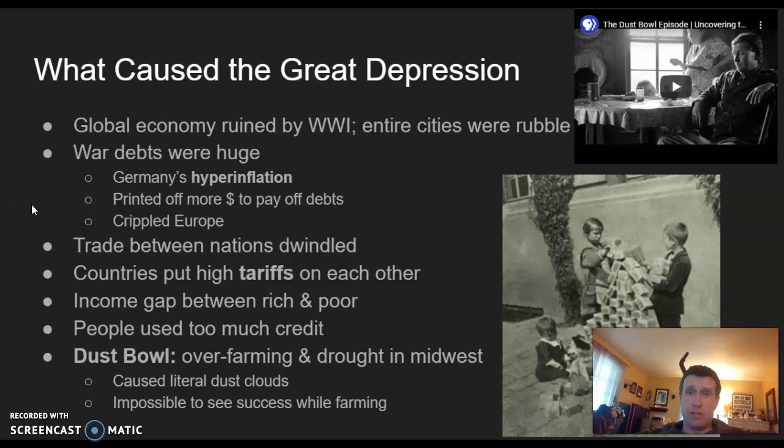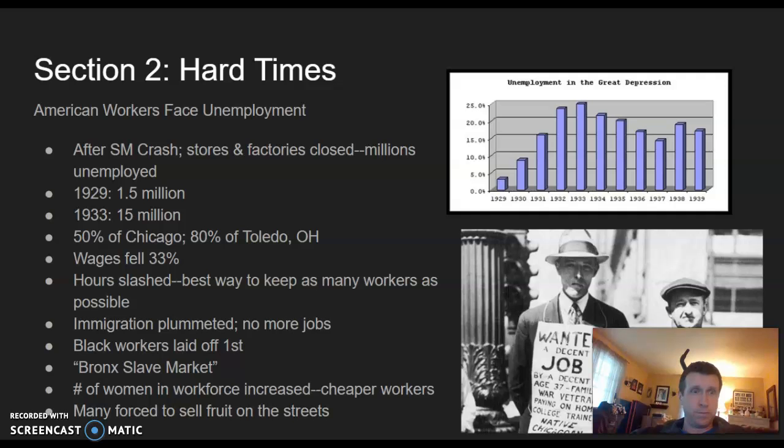The global economy was destroyed from World War One, and we talked about how the Allied powers blamed Germany for causing World War One and made them pay $33 billion in reparations. Germany never recovered from that. They ended up just printing off money to try to pay off their debts, and that ruined their economy, which then had this ripple effect through all of Europe, and it ruined the entire European economy. And eventually, that did make its way to America. So, Germany's economy was a huge problem.